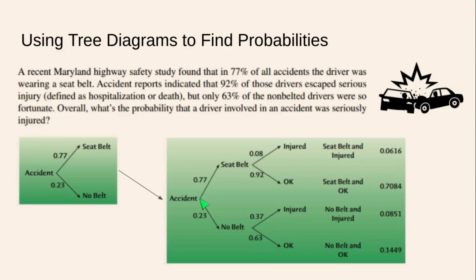Let's follow our tree in the uppermost sense. 77% times 8% is going to be 0.0616. 77% times 92% would be a little shy of 71%. 23%, following along, times 37% would be 8.5%. And 23% times 63% would be a little shy of 15%, say 14.5%.